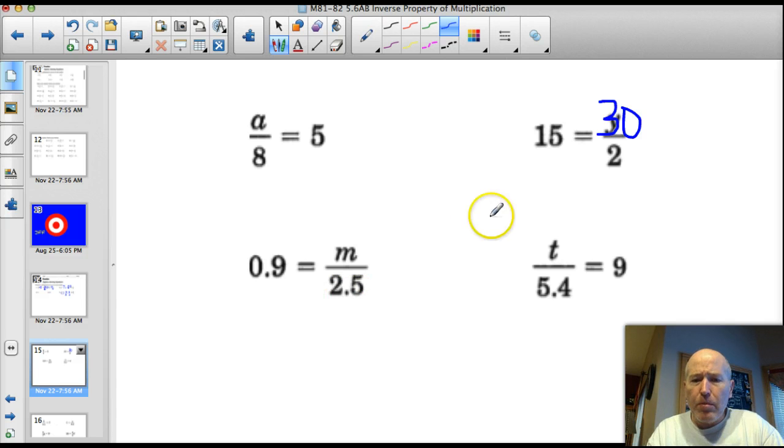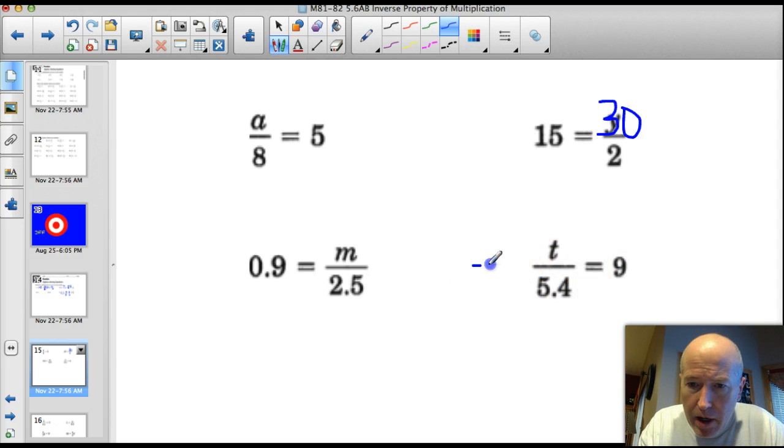This is a little more complicated down here because now I've got some decimals involved, and I think I'm going to need to get my calculator out for this one. So let's take this one down here. T divided by 5.4 equals 9. It looks hard, but I'm just going to follow my same steps and see how I come out.